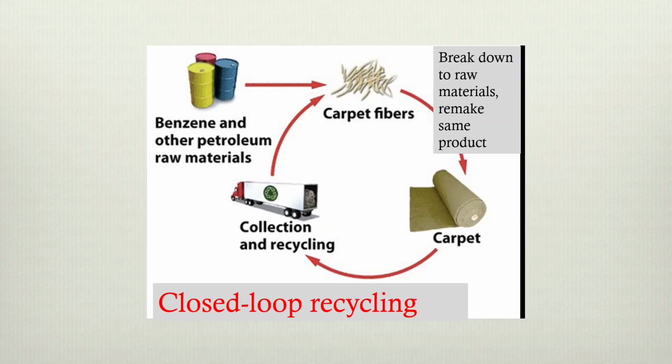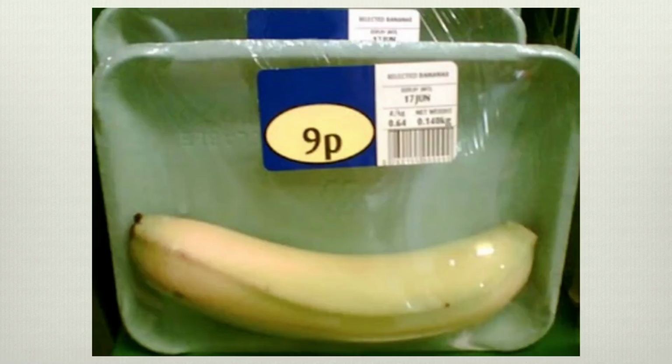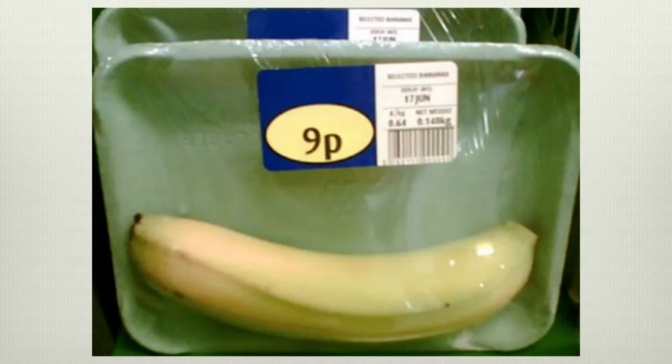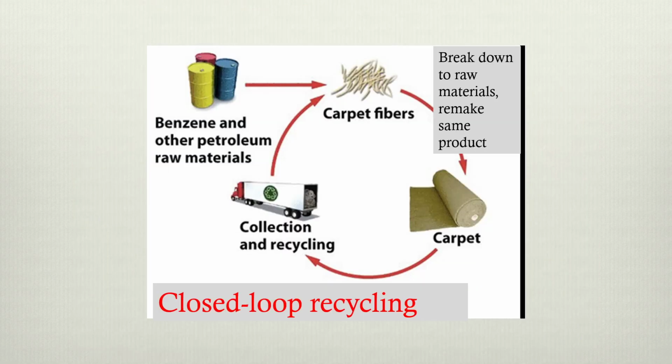So, closed loop recycling is a little bit different, where we can continue to use and reuse. Benzene and other petroleum are used to create carpet fibers, and those carpet fibers are then used in carpet. And then you can recycle carpet. You can have it collected and recycled to make new carpet. So closed loop recycling is where you break down the raw materials and then remake the same product. So remember, open loop is where you convert it into a new product. Closed loop is where you use it to create the same product.